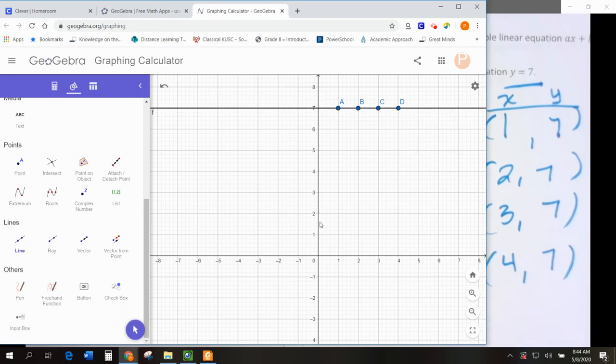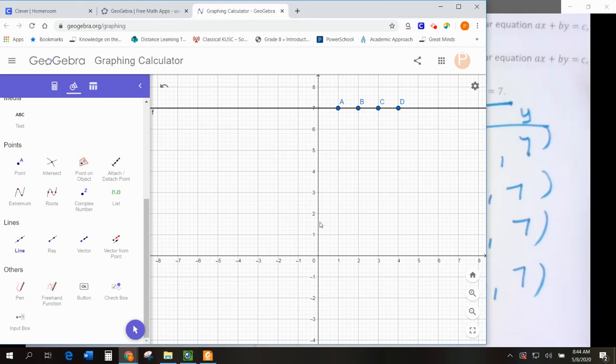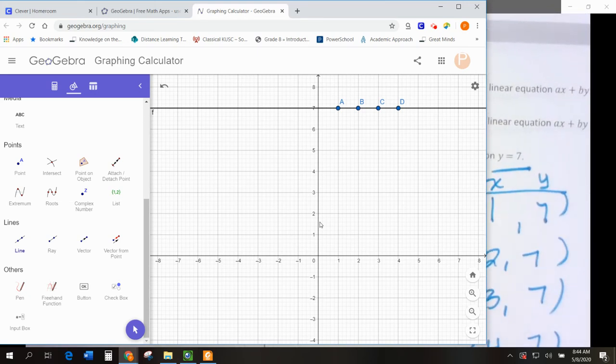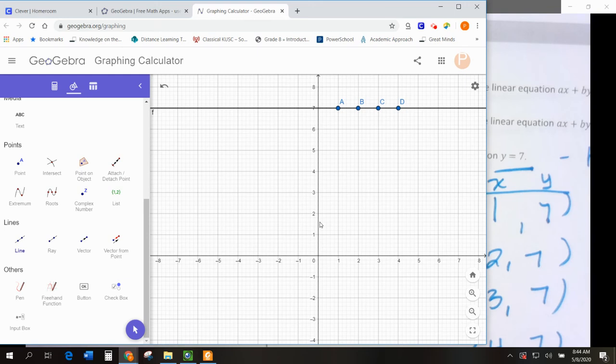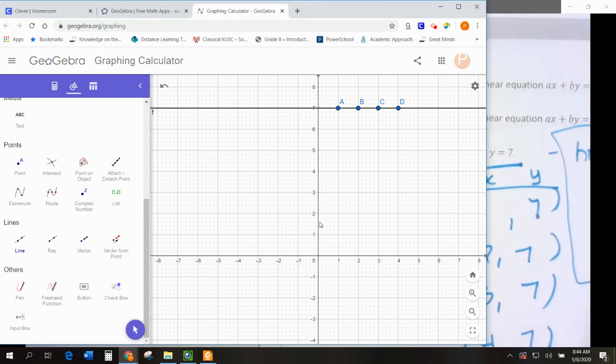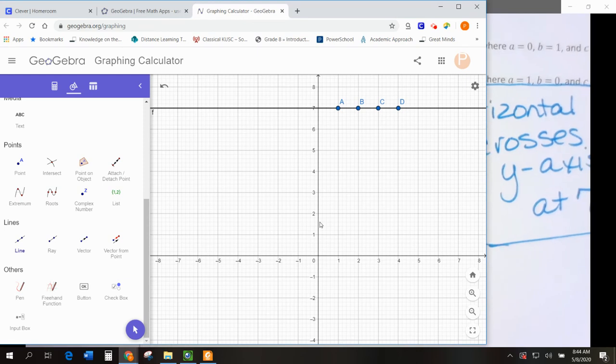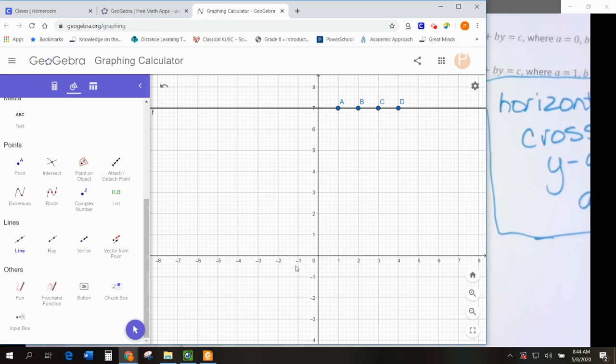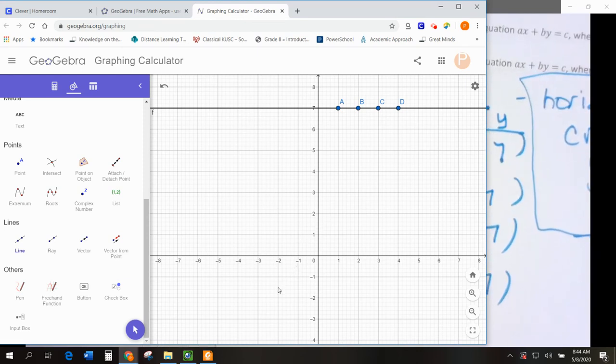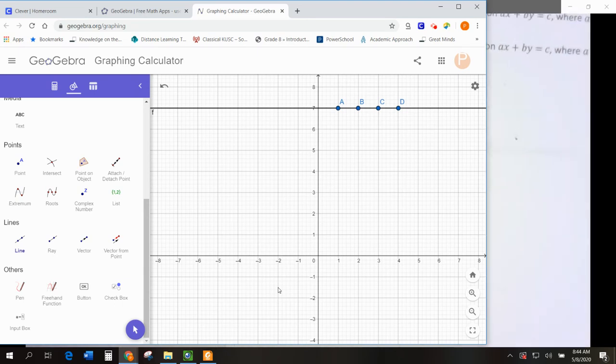And once again, we have a horizontal line. So when y equals 7, it's horizontal. And it crosses the y-axis at 7. Horizontal crosses y-axis at 7. The next one, they want us to graph x equals 1.